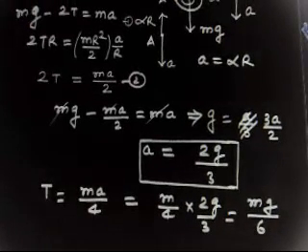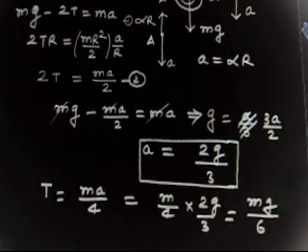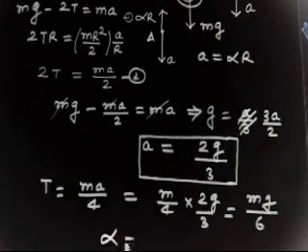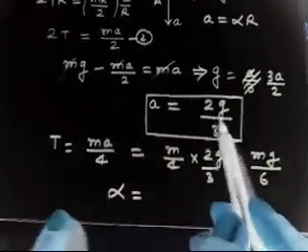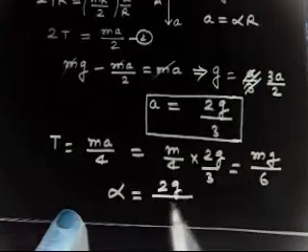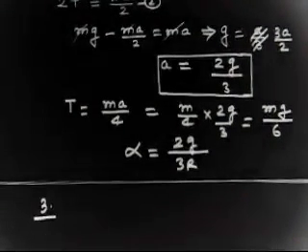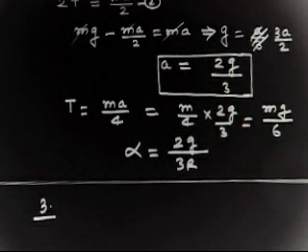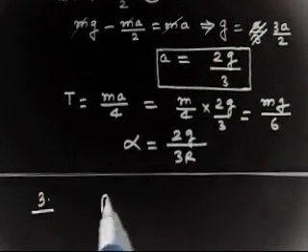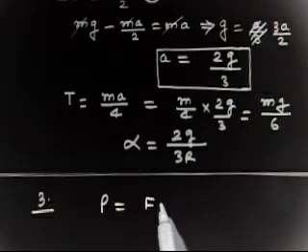Now the second part says we have found tension, we have to find alpha also. So alpha is a by r. So you can solve for alpha. Alpha is nothing but a by r. And now I know the a, that is 2g by 3. So alpha is 2g by 3r. Now the next part, that is the third part of the question, says find out the power by the gravitational force as a function of time. Power is nothing but F dot v.